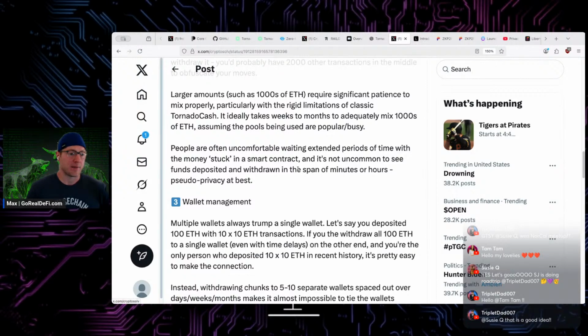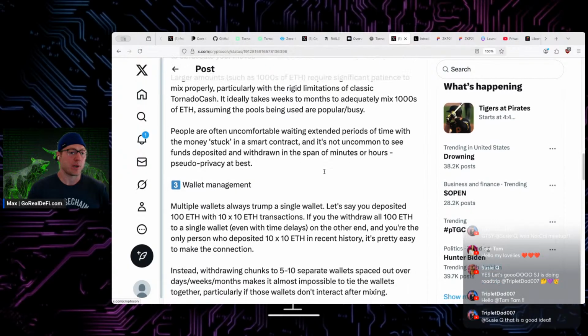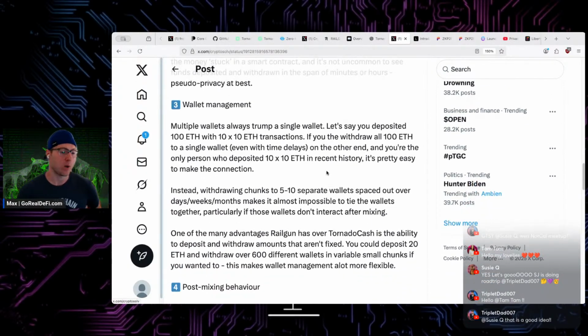It is not uncommon to see funds deposited and withdrawn in the span of minutes or hours. Pseudo privacy at best. Wallet management: multiple wallets always trump a single wallet.